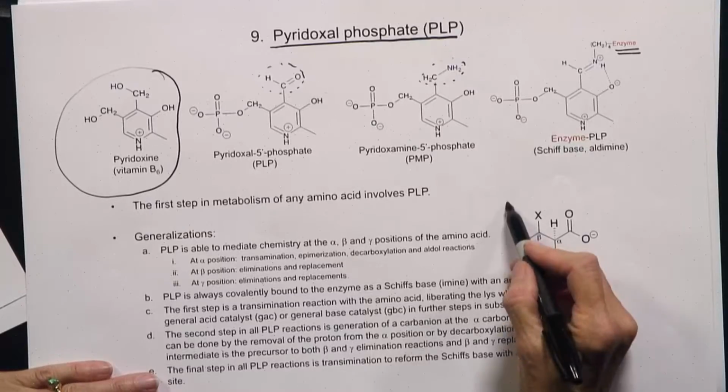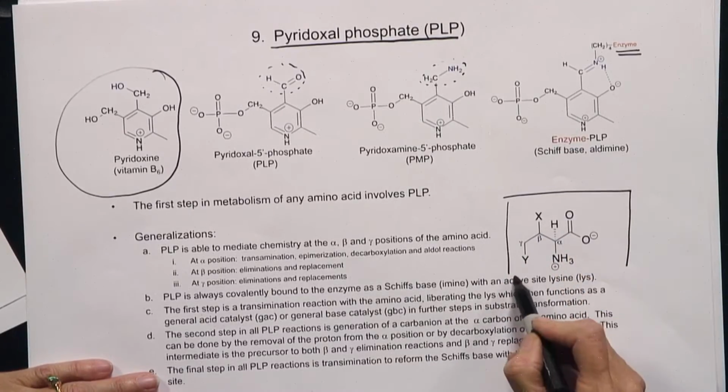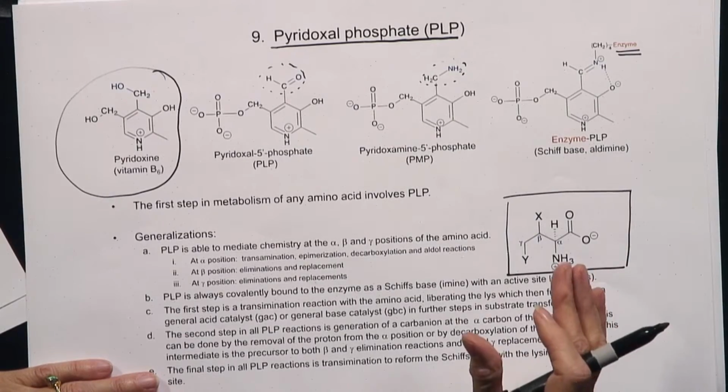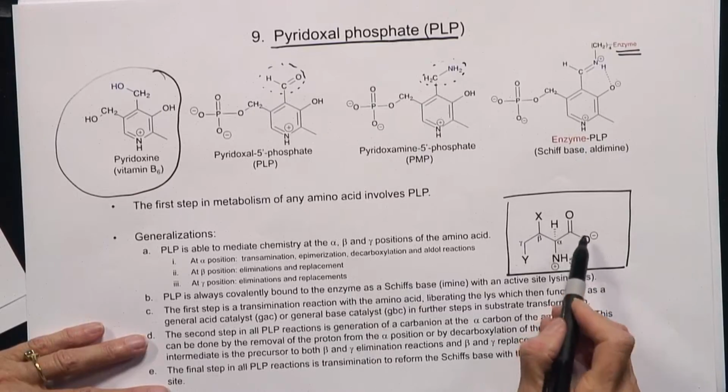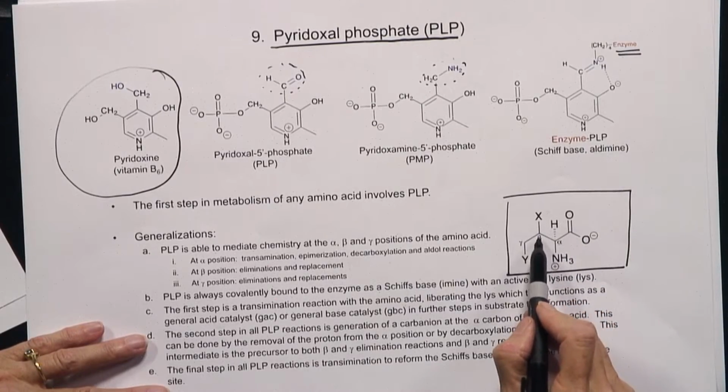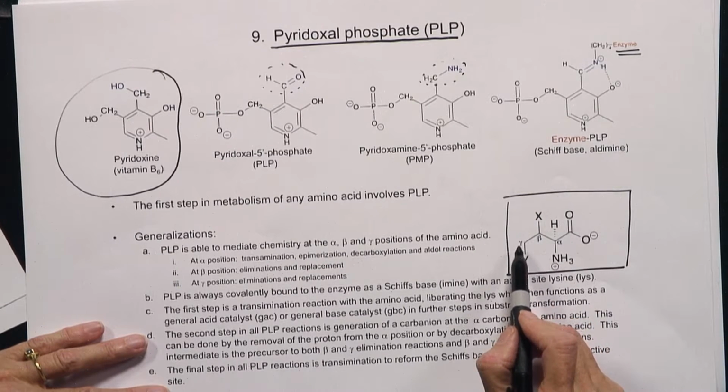Okay, so what I want to do now is make a few generalizations about pyridoxal. The first thing is that in all cases, whenever you want to metabolize an amino acid, a pyridoxal phosphate requiring enzyme is going to be the key player. Okay, so here's an amino acid. Here's the alpha position, the beta position, and the gamma position.